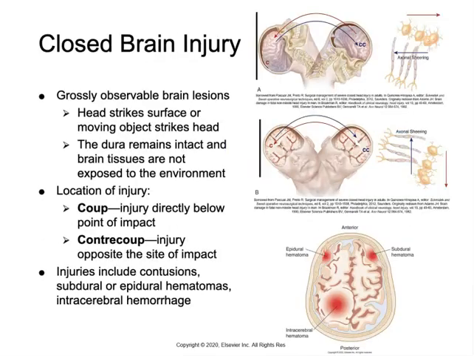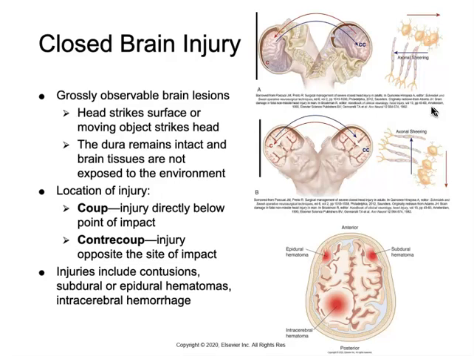So let's go into a little bit more detail on each of these, starting with our closed brain injury again. So imagine a sudden jolt, a fall, a car accident, or a sports collision, and our brain is floating inside of our skull and becomes violently shaken. This is essentially that closed brain injury where our head is going to strike a surface or some type of moving object. You can kind of see that movement taking place in these images over here. Now, as our head is moving like this, the dura mater, that is our protective outer layer, is going to stay intact. So our brain tissues aren't exposed to the environment.